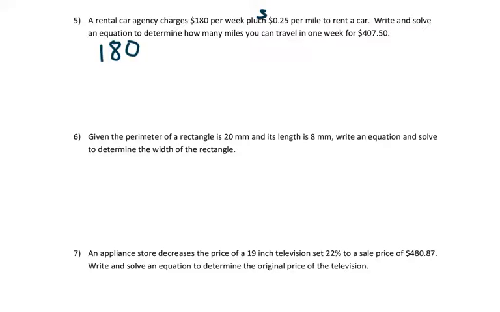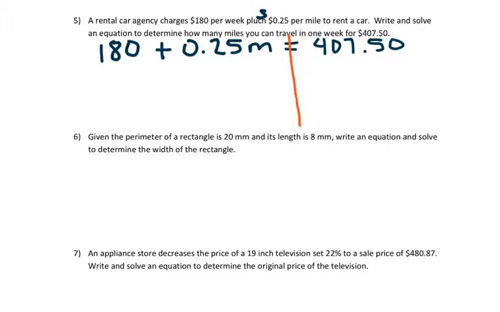And it says per week, but you're only going for 1 week. So we don't have to multiply it by the number of weeks. And we are adding, because it says plus, 25 cents per mile. And the question is how many miles. So we multiply the cost per mile times miles. And then we know we have $407.50 to spend. So now, once we have our equation set up, we can solve using the properties of equality.